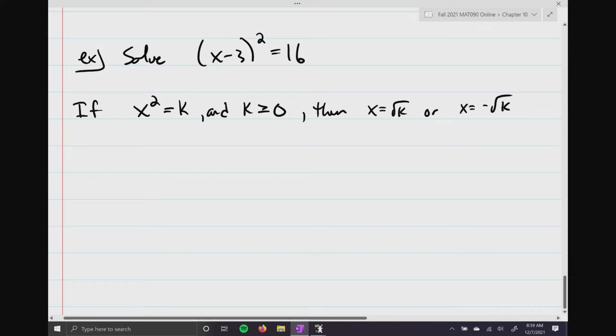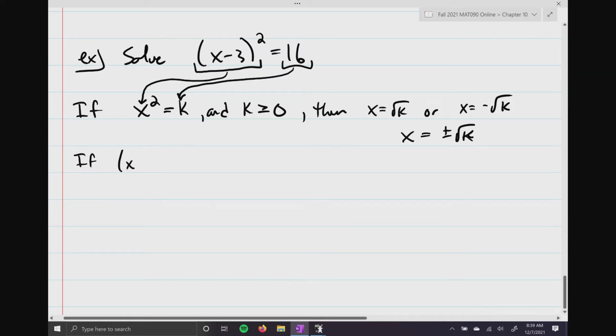Now what we've been doing is we've just been writing it like this: x equals plus or minus the square root of k. So directly underneath, I'm going to use our example and substitute everything I got. Like I said, this quantity x minus 3 is that entire term, and the 16 is the k. If the quantity x minus 3 squared equals 16, and 16 is greater than 0, so check and check, we've met the conditions.